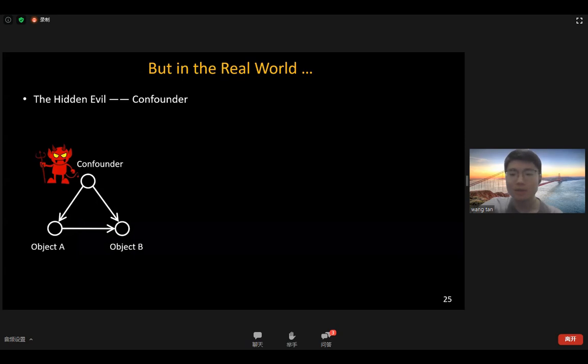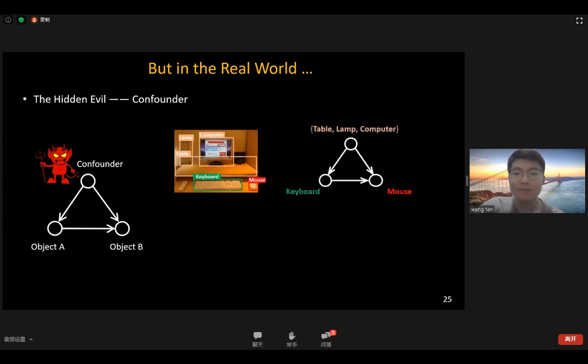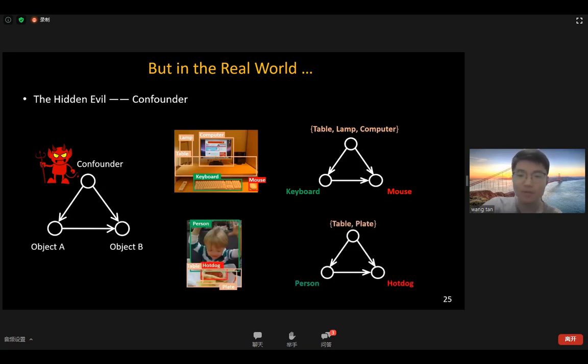In our real world, the situation can be different. There may exist many hidden evils that affect both object A and B, what we call confounder, leading to the spurious correlations. In our vision world, any contextual objects can become the confounder. For example, when calculating the causal effect about keyboard to mouse, the confounder set can be table, lamp, or computer. For the below image of person and hot dog, the confounder set can be table and plate. It's these contextual objects leading to the spurious correlations.